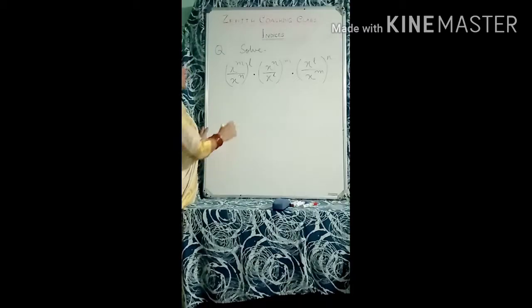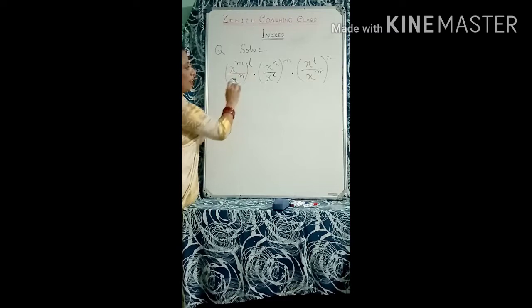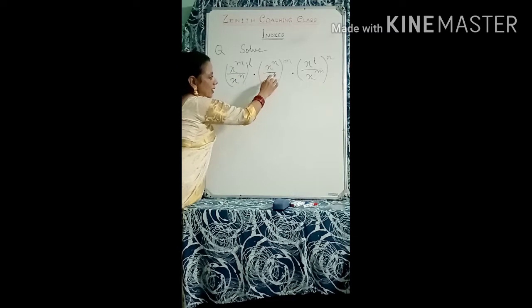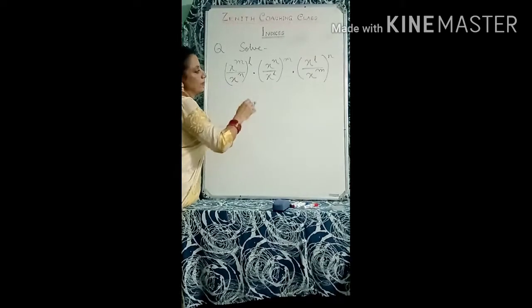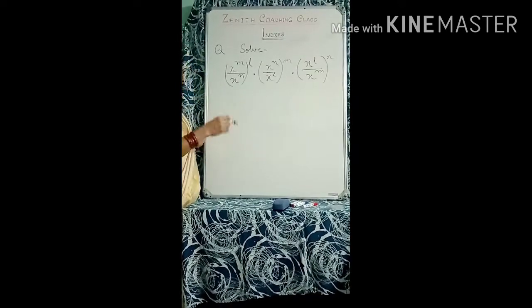Okay. Then x to the power m by x to the power n, to the power l, multiplied by x to the power n by x to the power l, to the power m, multiplied by x to the power l by x to the power m, to the power n. This is the sum. So you have to solve.